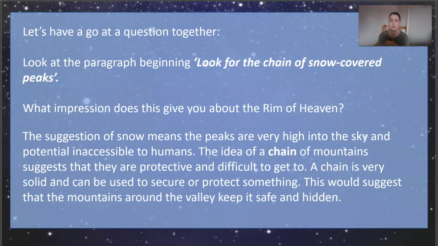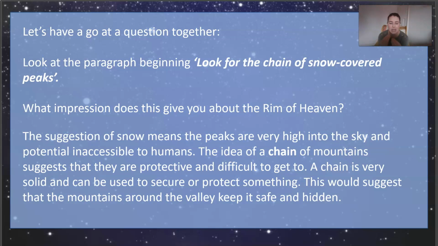So we're thinking that mountains are going to be inaccessible to humans, which for the dragons is a good thing because it means they'll be safe and protected. Now this links onto the idea of a chain of mountains, which means they're very protective but also difficult to get to. So if you imagine a chain, it's very difficult to break a chain, and a chain is very strong and very solid. Okay, now because it's solid, it can be used to secure or to protect something.